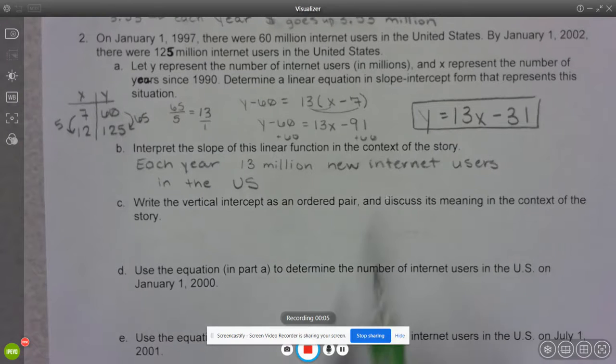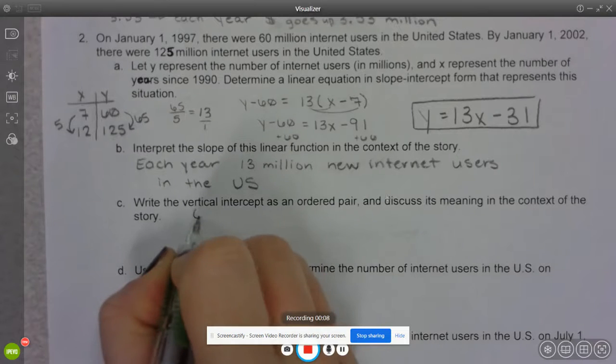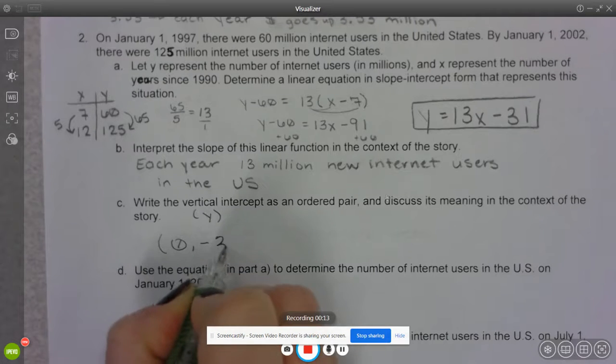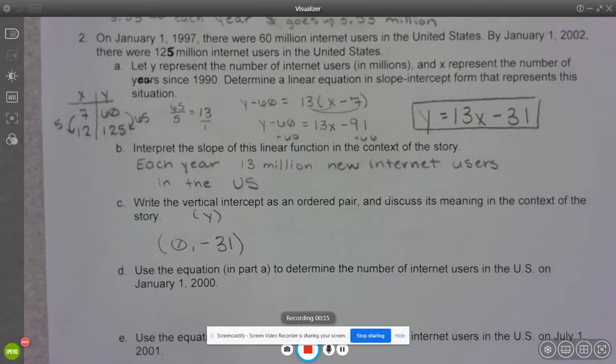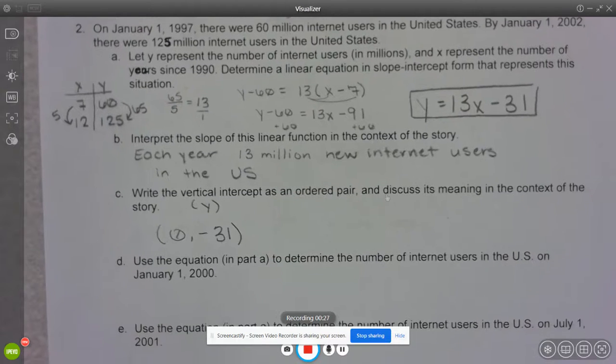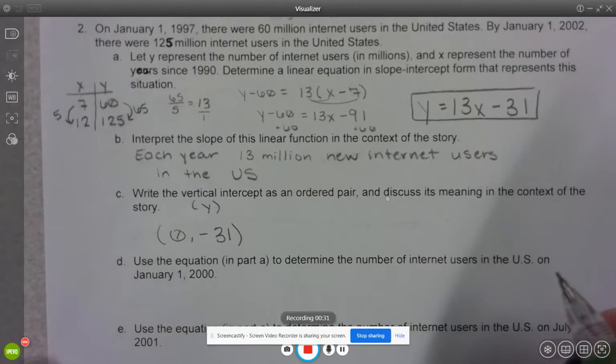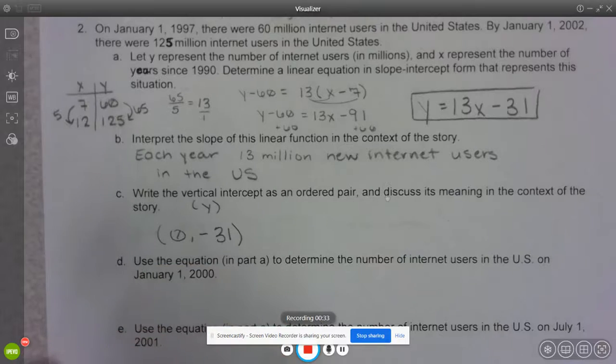So for part C, it's asking us about the vertical intercept, which means x is 0, y is negative 31. Now that would be negative 31 million users, which really doesn't make sense, to have a negative number of internet users. So we're not going to necessarily discuss its meaning in the context of the story. We're going to talk about why it doesn't make sense for the context of the story.